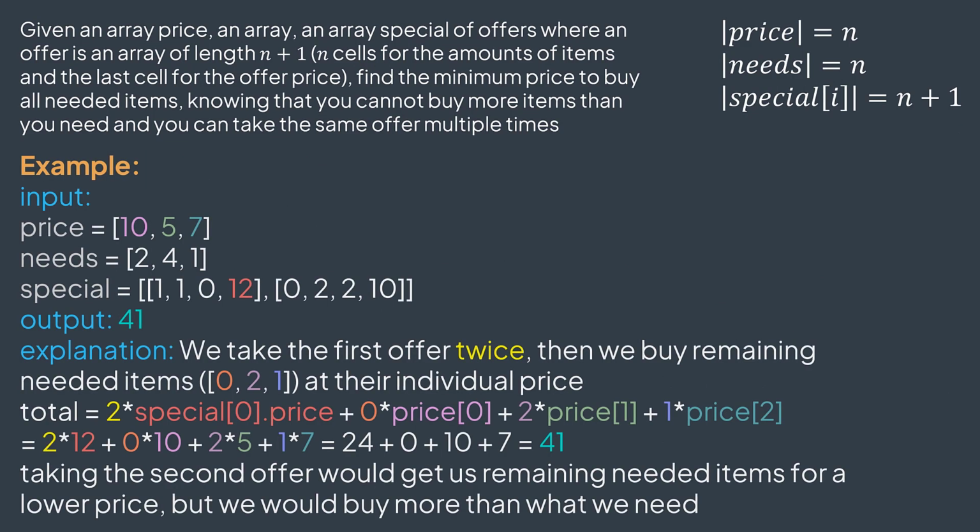We first take the first offer twice, remaining needs are the second item twice and the third item once. We just buy them individually. We could take the second offer, but we would buy more items than what we need. Not allowed. And the total is 2 times the first offer, 2 times 12 is 24, plus 2 times the price of the second item, 2 times 5 is 10, plus once the price of the third item, 7, we get 41.